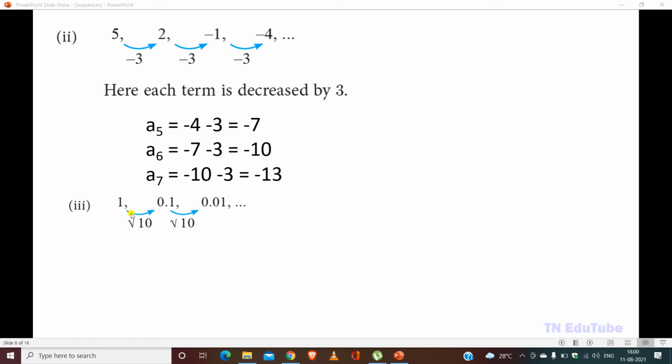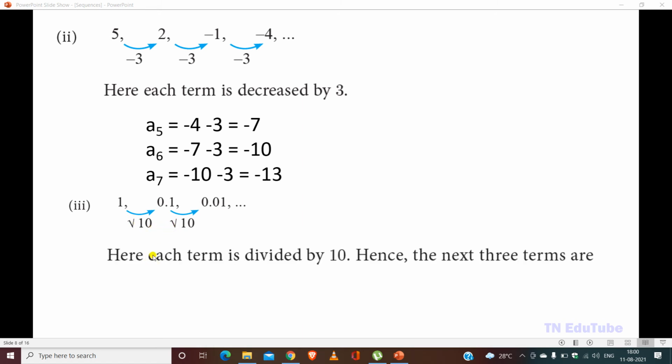Next question: 1, 0.1, 0.01. Here the ratio is 1 by 10, isn't it? Here also 1 by 10. Here each term is divided by 10. Hence for the next 3 terms, again you have to divide by 10. So 0.01 divided by 10 means you have to put one more 0.